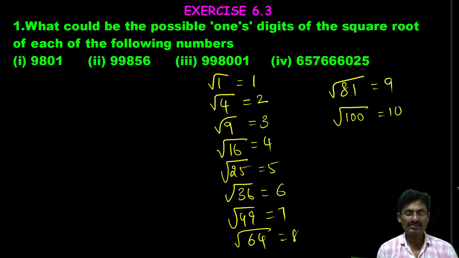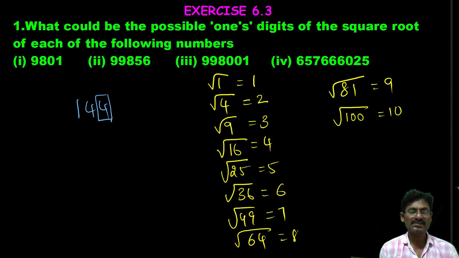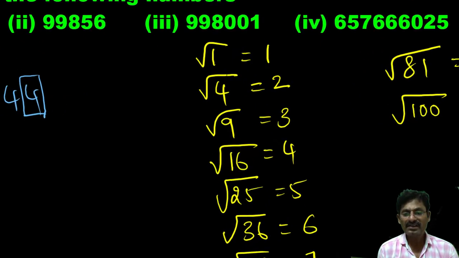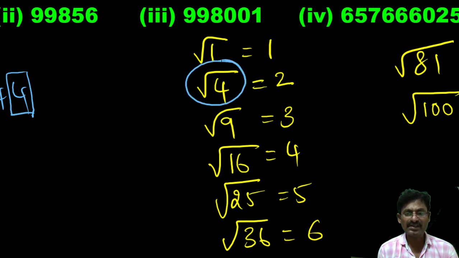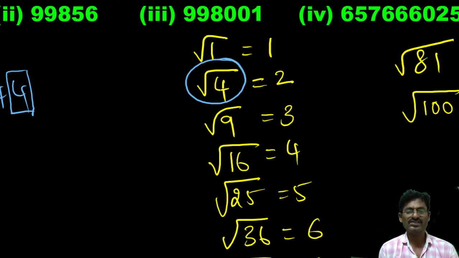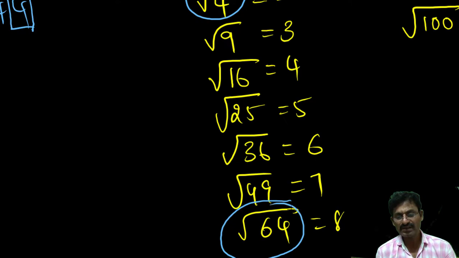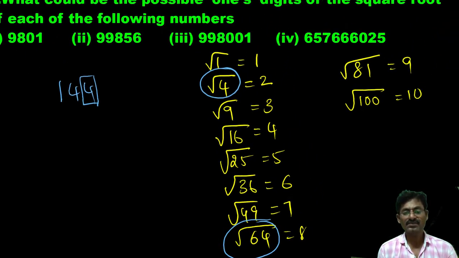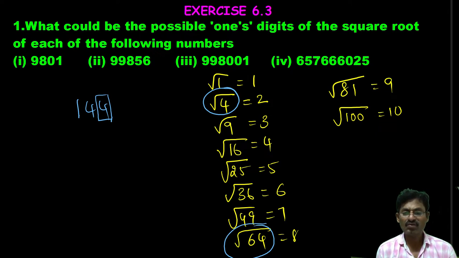Now if you observe these values carefully, suppose let us take 144. What is the digit in the units place? That is 4. Now you observe here in the square roots, similarly in 64 also we have 4 in the units digit. That means if it is 4 then the square root is 2. If it is 64 then the square root is 8.